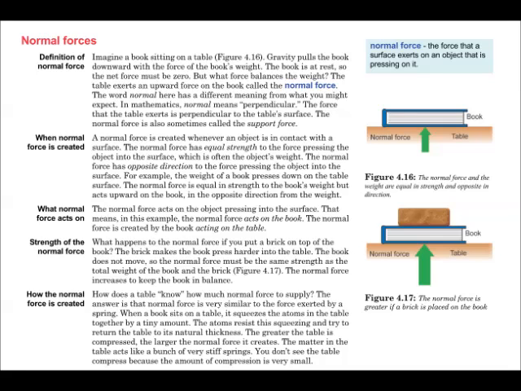How does the table know how much normal force to apply? The answer is that normal force is very similar to the force exerted by a spring. When a book sits on a table, it squeezes the atoms in the table together by a tiny amount. The atoms resist the squeezing and try to return the table to its natural thickness. The greater the table is compressed, the larger the normal force it creates. The matter in the table acts like a bunch of very stiff springs. You don't see the table compressed because the amount of compression is very small.